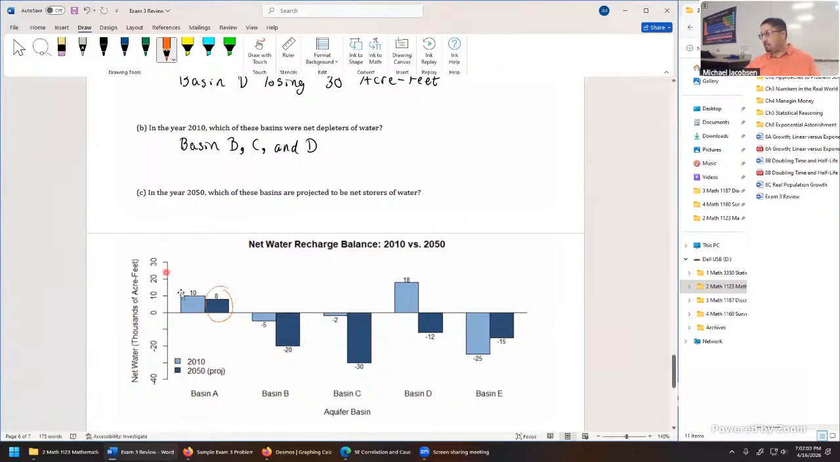Basin A does the job. Basin B, C are not looking good. Basin D could be doing better. So can Basin E. That means there's just one here. And again, we have to ignore Basin D. It's positive, but that's 2010. It's not projected to be positive, so they're depleting a lot of water. So here we would say only Basin A. So that does the job for us on this kind of graph question.